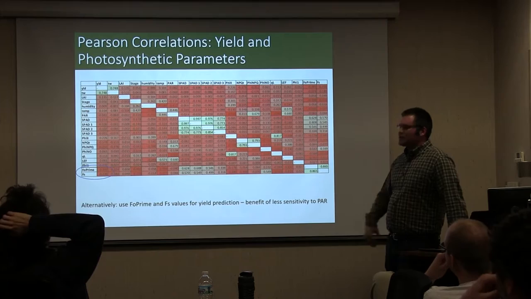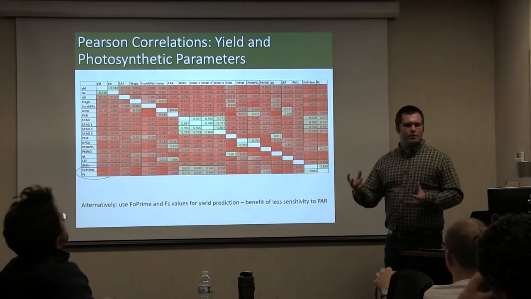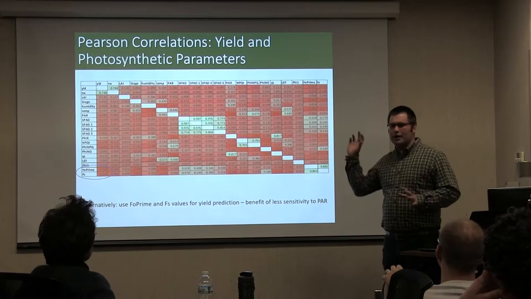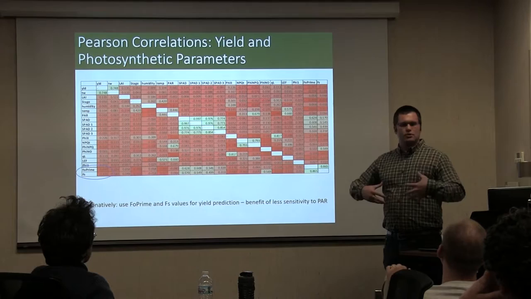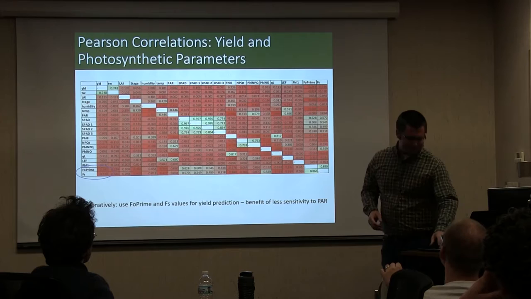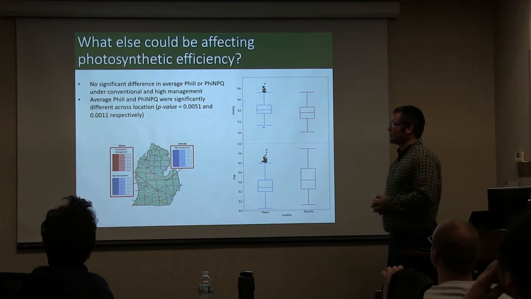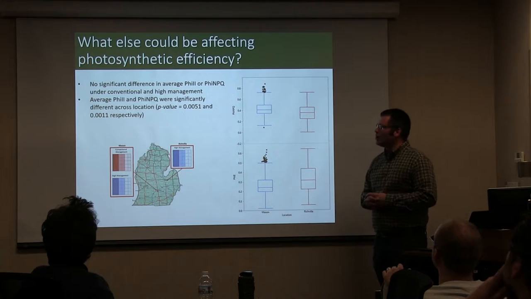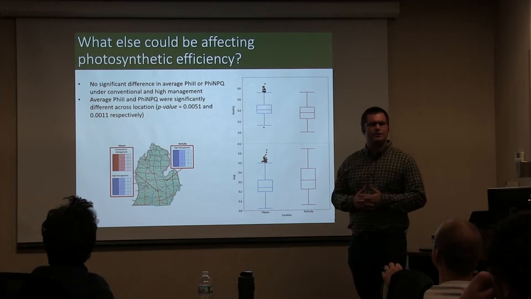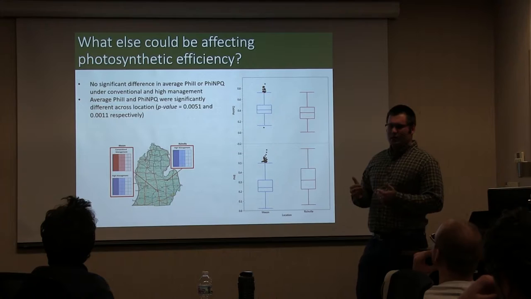that we could try to improve our predictions of yield using not just Phi2, PhiNPQ, PhiNO, but combining them all into an aggregate model and training it to better predict yield across these genotypes. So, what else could be affecting the photosynthetic efficiency? So far, with lambda-corrected data, we haven't found any significant differences when comparing conventional versus high management production systems. But I suspect that'll change if we can better adjust for the variance in the data.